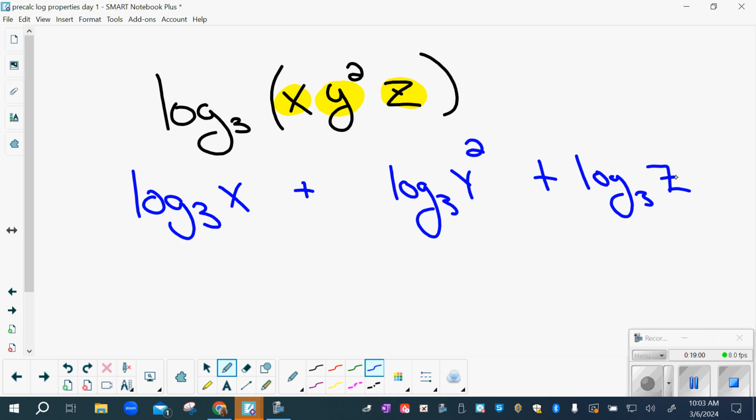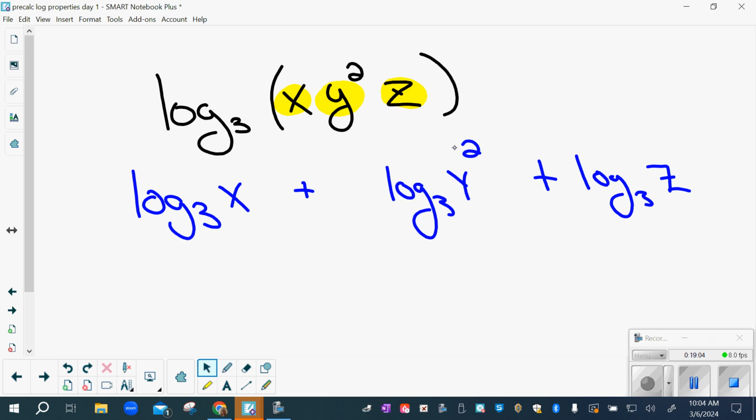So don't forget this. This little exponent walks down here, and there it is. So that is this one expanded. Nice and easy, nice and pretty.